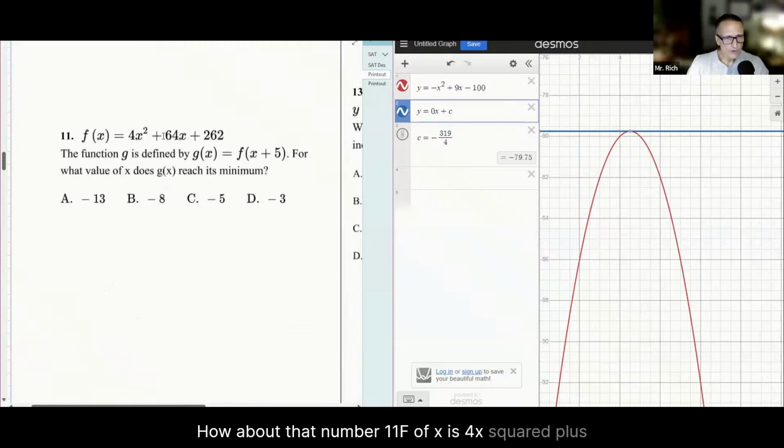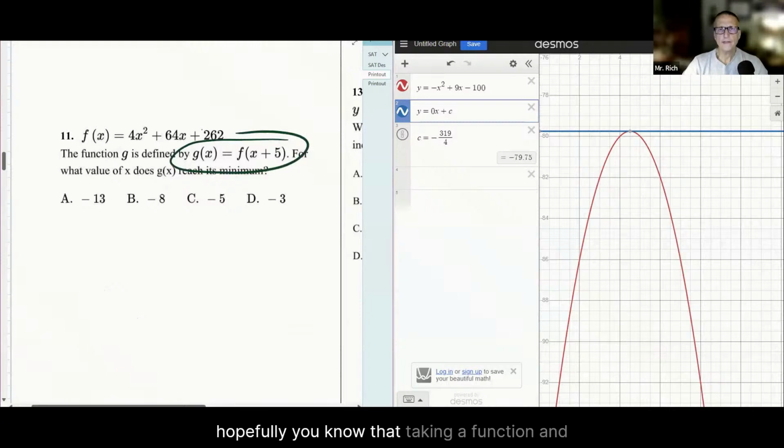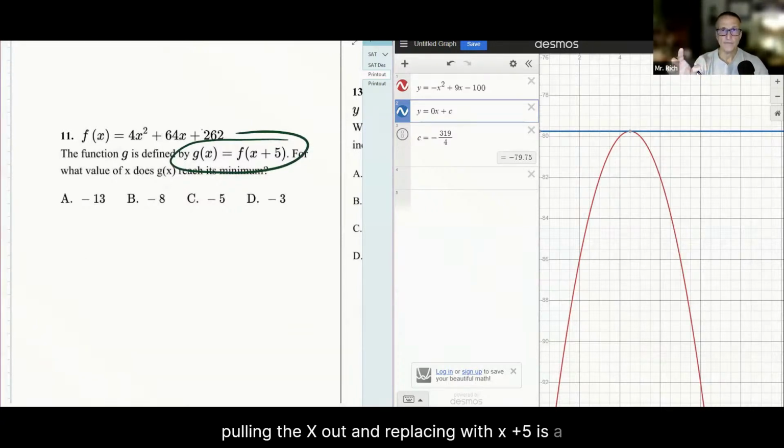Number 11. f of x is 4x squared plus 64x plus 262. The function g is defined by g of x equals f of x plus 5. For what value of x does g of x reach its minimum? This is a problem of function transformation. If you're watching this video, hopefully you know that taking a function and replacing x with x plus 5 is a horizontal shift to the left 5.